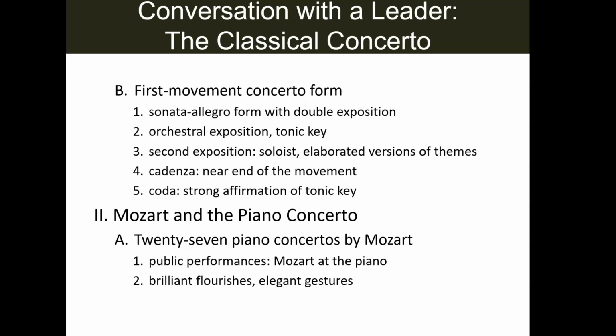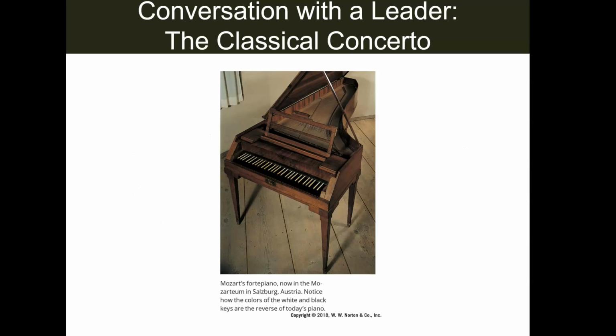Mozart wrote a bunch of these, and his instrument of choice, piano, was what he performed most often. And so he wrote 27 different piano concertos. A lot of these were performed by him, public performances by him. You hear a lot of brilliant flourishes and elegant gestures in them. This is called a forte piano. And you can see the black and white is reversed. Unlike today's piano, the white keys are on the bottom, the black keys are on the top. It's reversed.